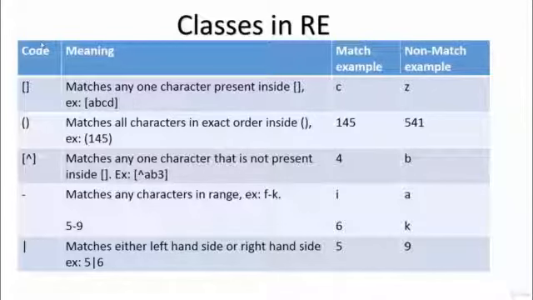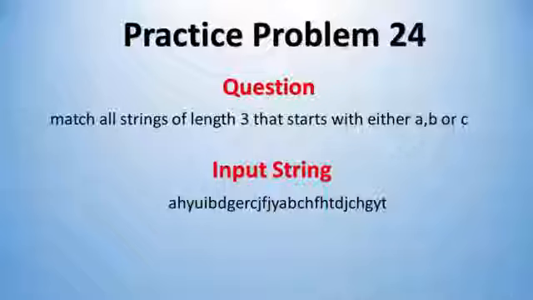And the last one is the OR operator. The OR operator will match either the code present on the left hand side or on the right hand side. The first question is, we have to match all the substrings of length 3 that start with either A, B or C.